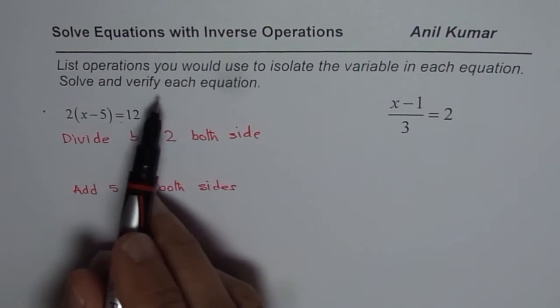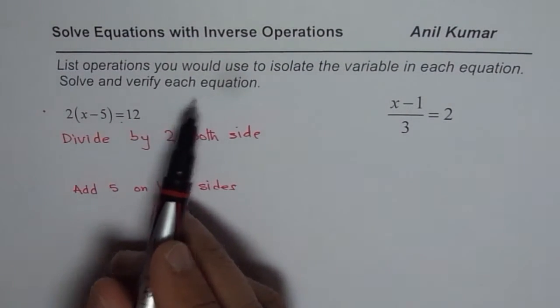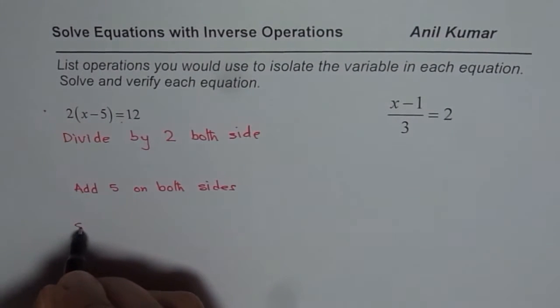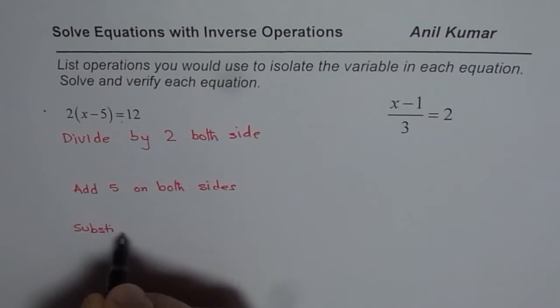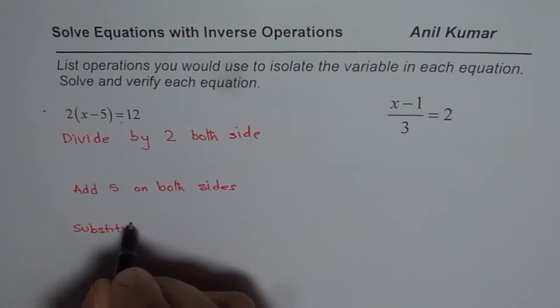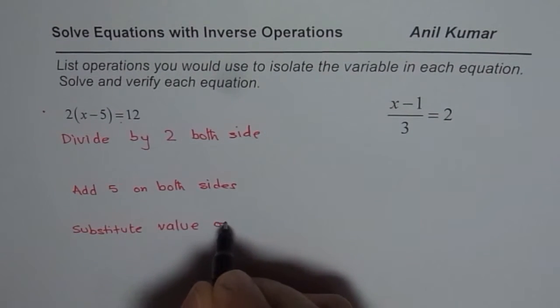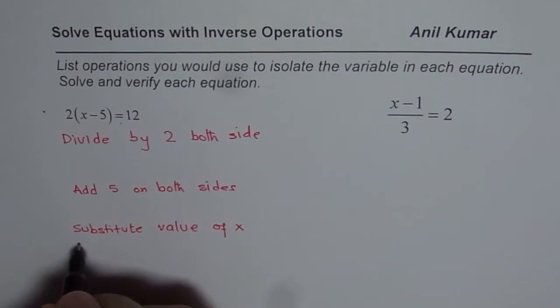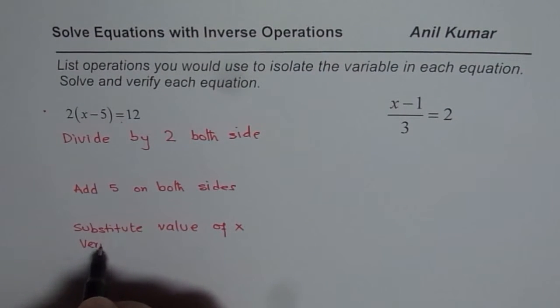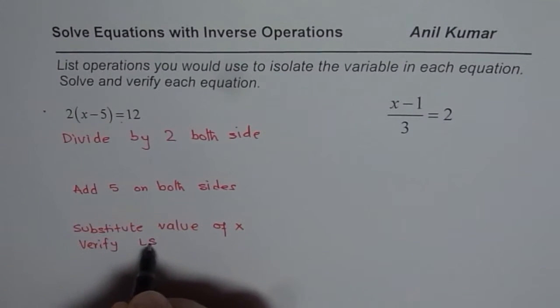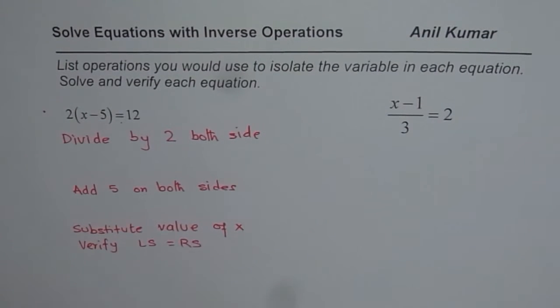In that case, how will you check or verify your equation? To check, you need to substitute the value of x and verify. Verify means what? Verify means that the left side should be equal to the right side. This is what we mean by verify, correct? So these are the steps we have to do to solve and check equations. Let's do them one by one.